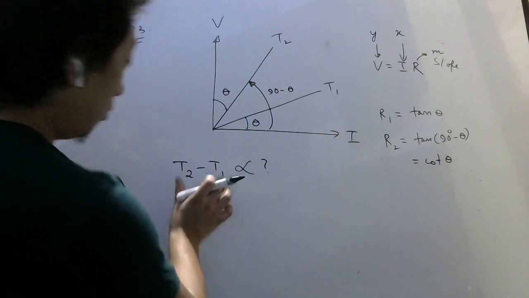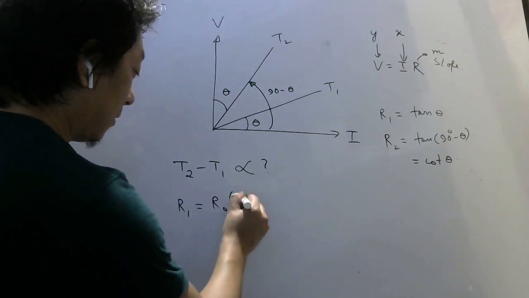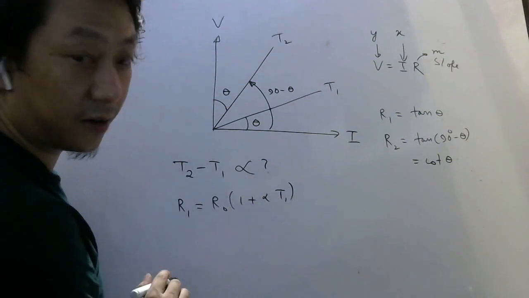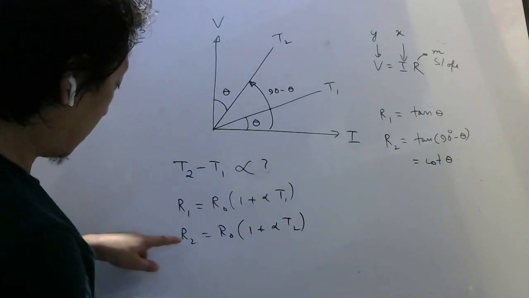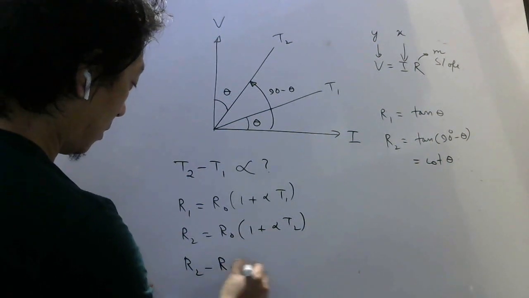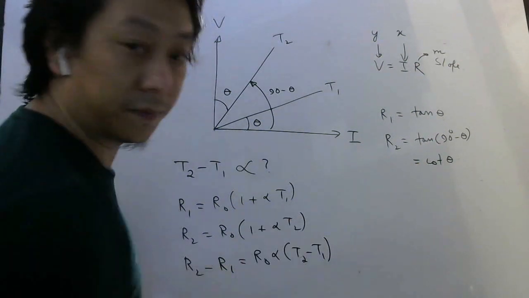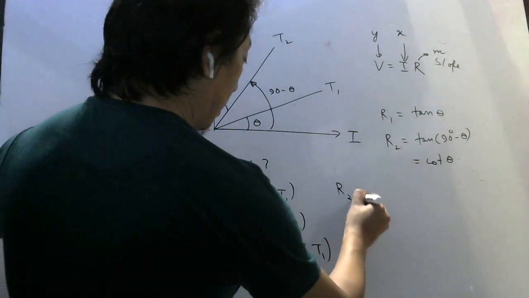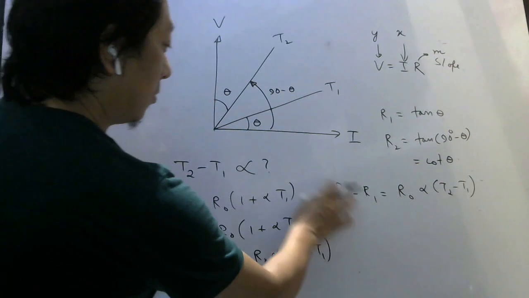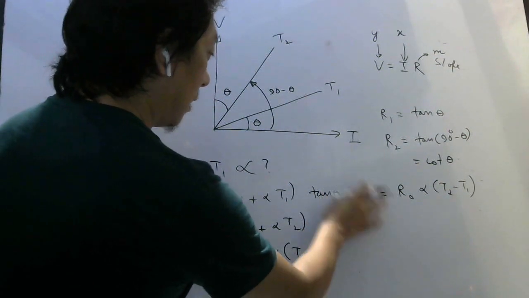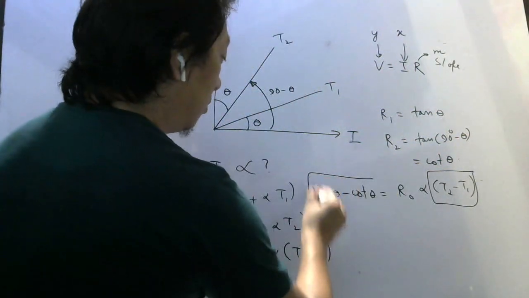Okay. Now how to bring difference in temperature? In the previous section I told you, R1 I can write R naught into 1 plus alpha T1, and R2 is R naught into 1 plus alpha T2. So if you subtract R2 minus R1, R naught into 1 will cancel. Then R naught alpha common, T2 minus T1. So R2 minus R1 will be R naught alpha into T2 minus T1. But what is R2? Tan theta. And what is R1? Cot theta. So it is very clear that this difference in temperature is proportional to this.